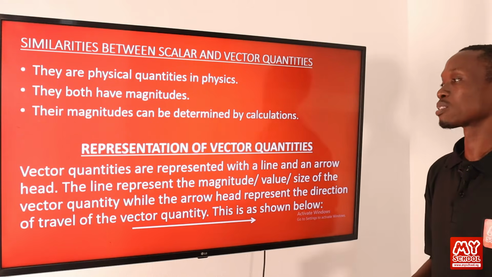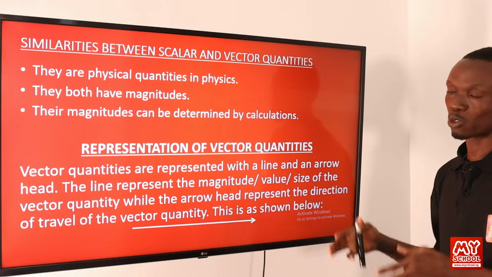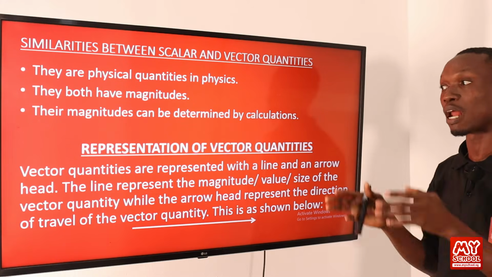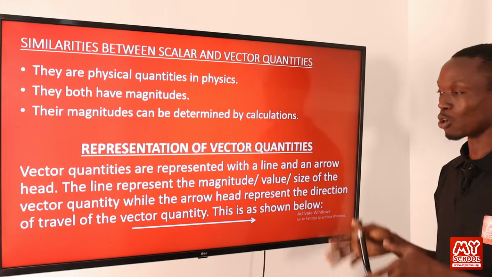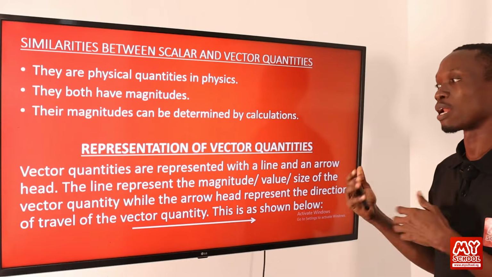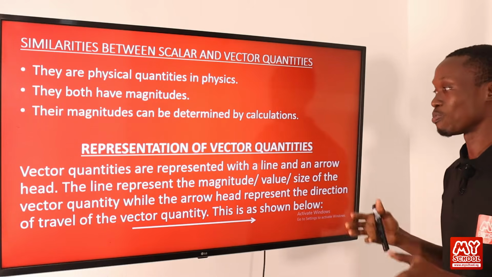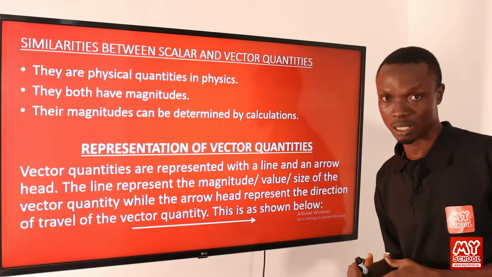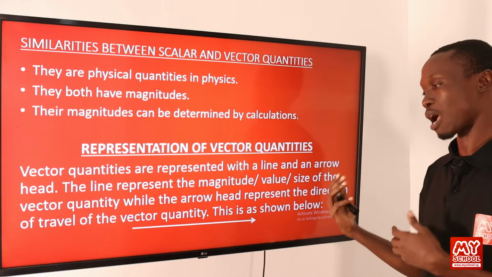So here we look at representation of vector quantities. Remember that we said scalar quantity cannot be represented with line and arrow, but a vector quantity can be represented with line and arrow. So let's look at how we represent vector quantity. A vector quantity is usually represented using line and arrow, right?